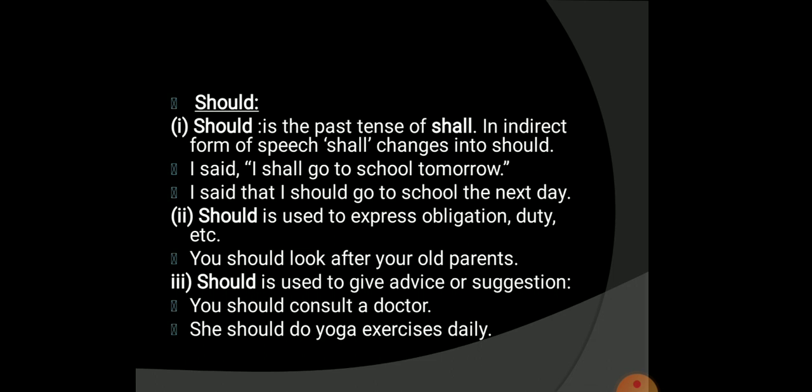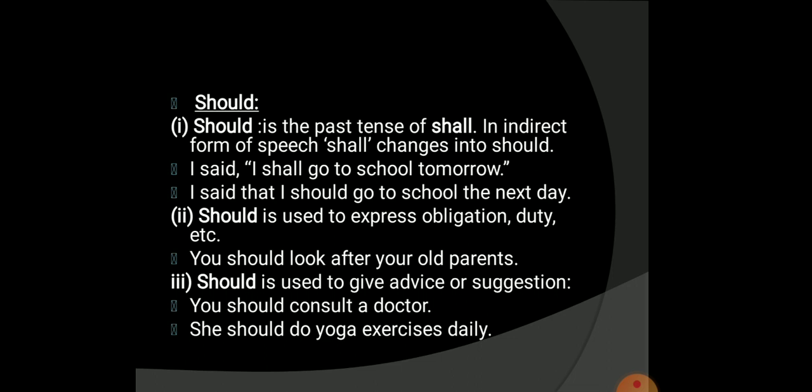Should is used to express obligation, duty, etc. You should look after your old parents. Here, in this line, we can see that it is used to give advice, used to command that you have to look after your parents, and that is compulsory.